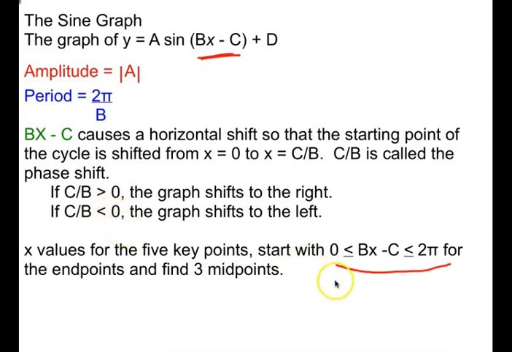And the way that I think we should find the 5 key points is you take your Bx minus C and set it between 0 and 2 pi, which is a common way of doing it, and then you solve for x. So I'd add C to both sides and then divide by B. That's going to give me the endpoints, and then I would find the 3 midpoints.